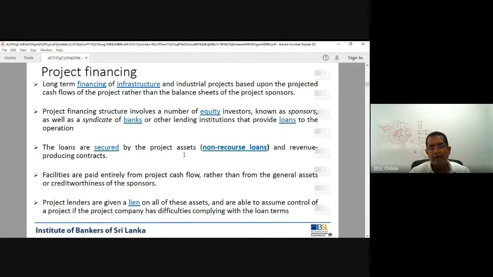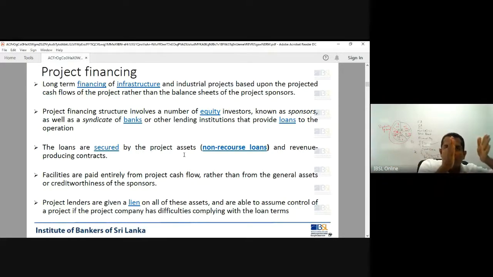Right? Under project financing, security would be the project assets and income generating contracts. If it is a solar project, we take the contract between the company and the government, the power repurchase agreement. So that is the revenue generating contract. Without that contract, no one can sell to the government. Government will not buy. You need to have a contract.